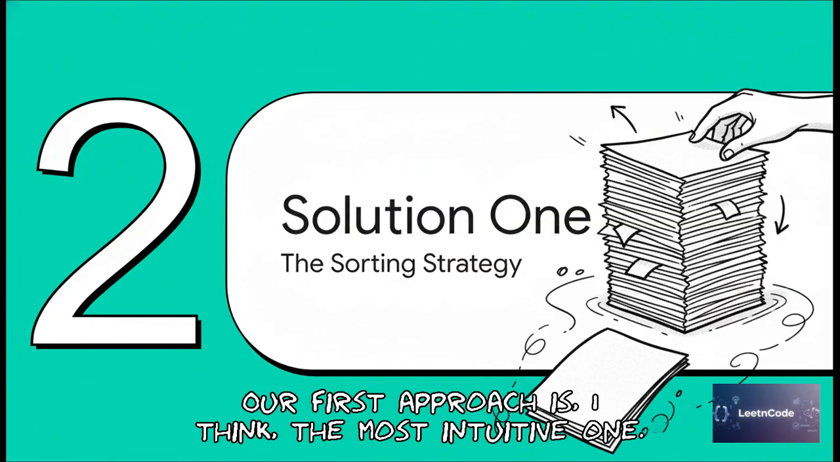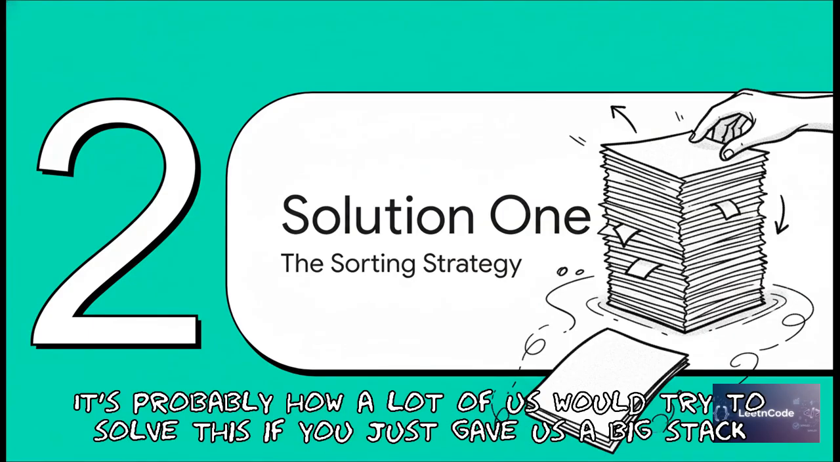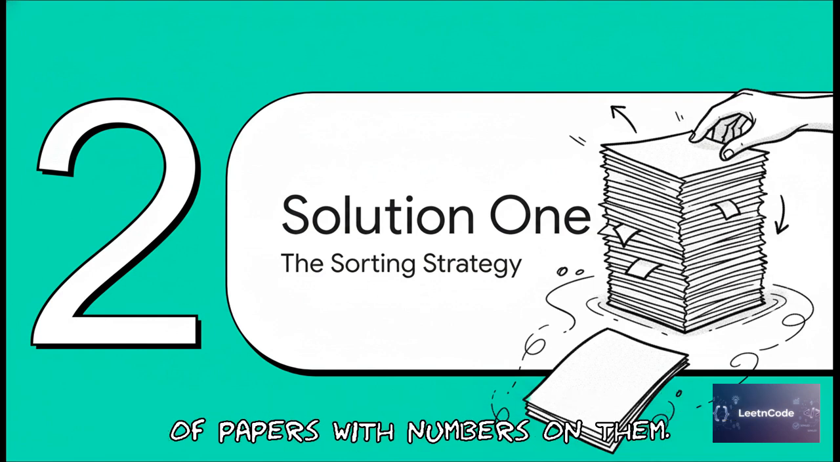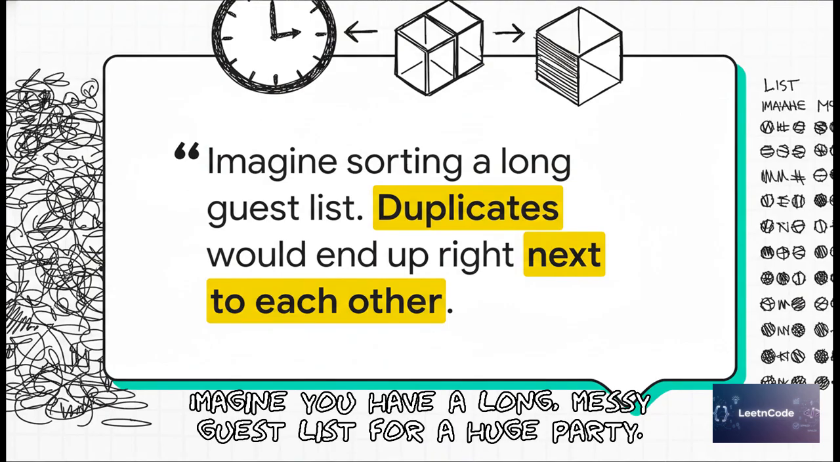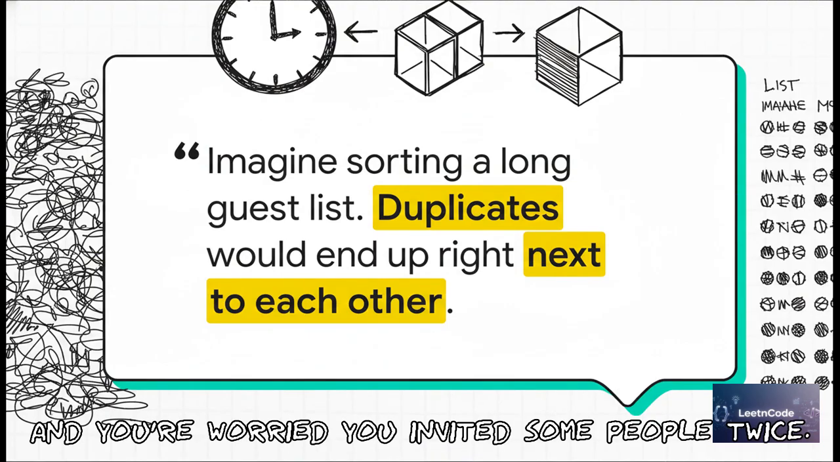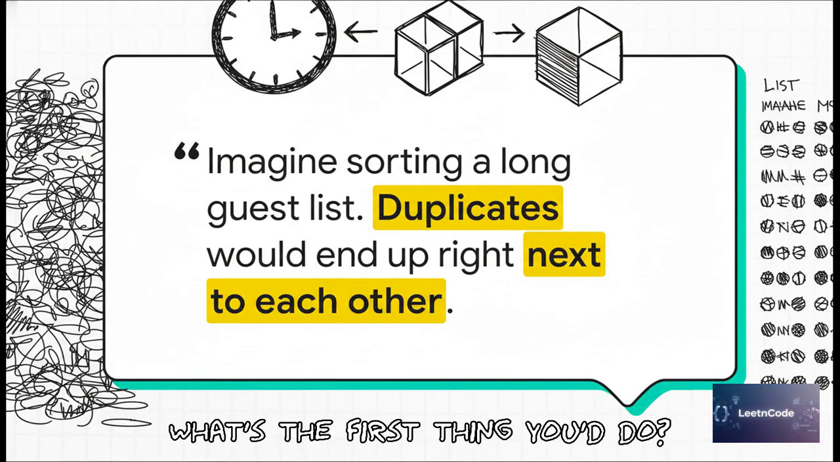Our first approach is, I think, the most intuitive one. It's probably how a lot of us would try to solve this if you just gave us a big stack of papers with numbers on them. Think about it like this. Imagine you have a long, messy guest list for a huge party, and you're worried you invited some people twice. What's the first thing you'd do?